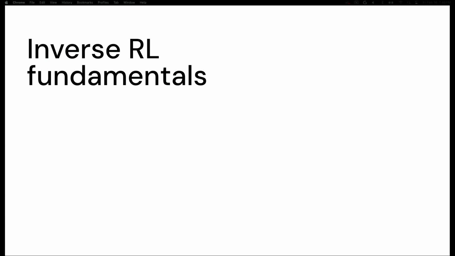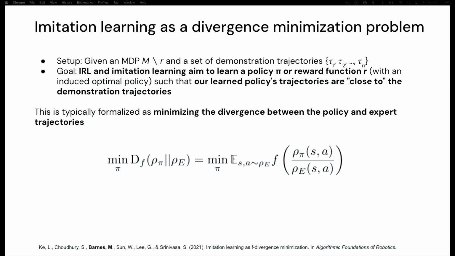So, inverse RL fundamentals. In imitation learning and inverse RL, we're given an MDP, excluding the reward function, and we're given the set of demonstration trajectories that I already talked about. And we want to be able to replicate those demonstration trajectories.